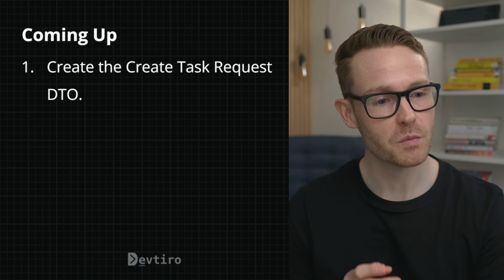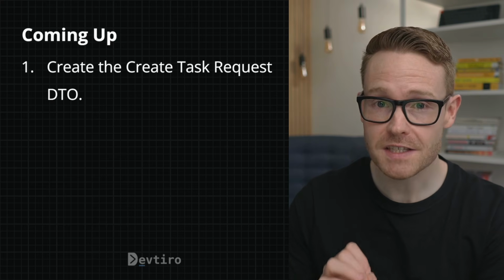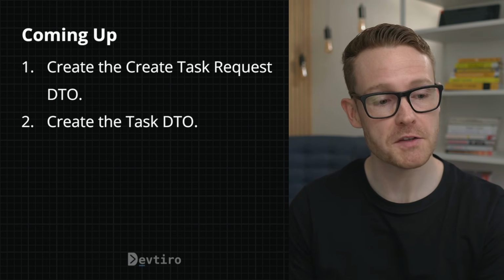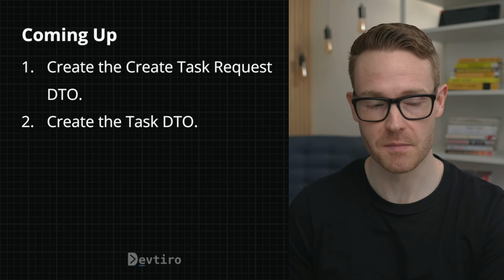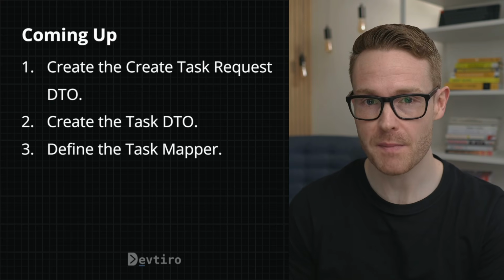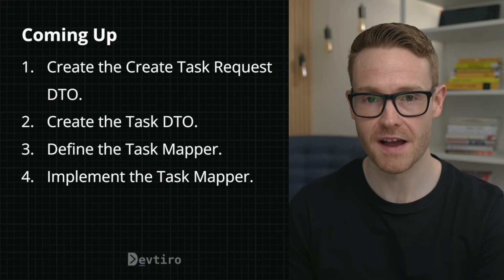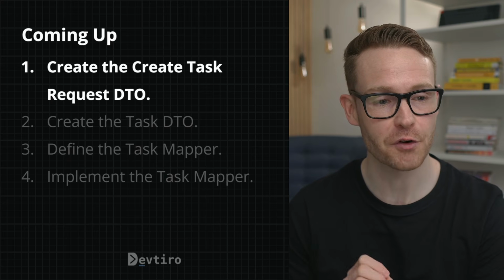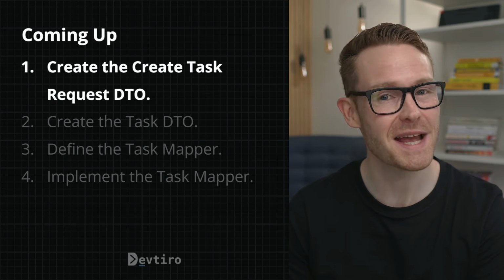So we've coded the create task method in our service layer, but how do we call it from our REST API? Well, the first step is to define the REST API's requests and responses. So here's what we have coming up in this lesson. We're going to create the create task request DTO, we're going to create the task DTO. We're going to define the task mapper, and we're going to implement the task mapper. So let's get started and create the create task request DTO.